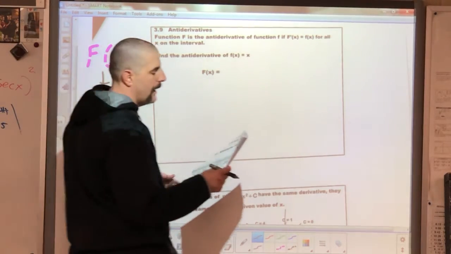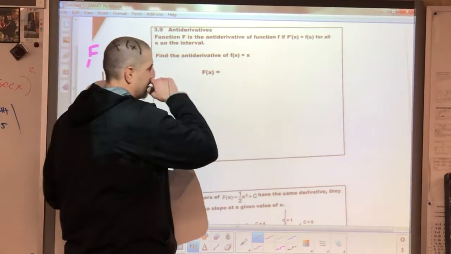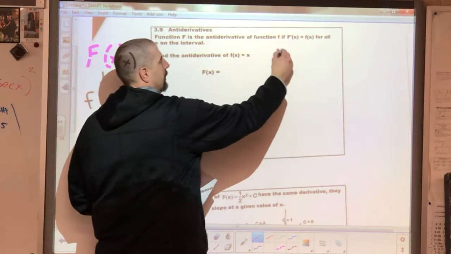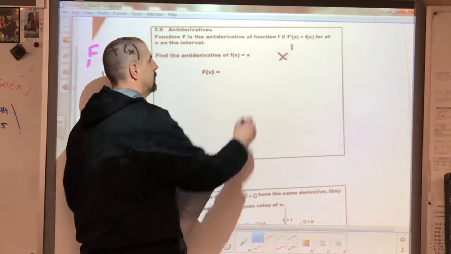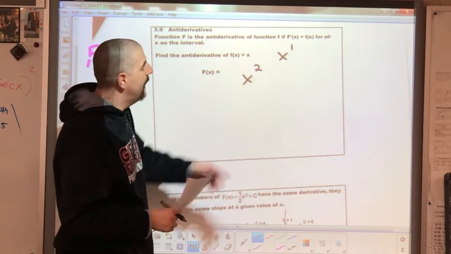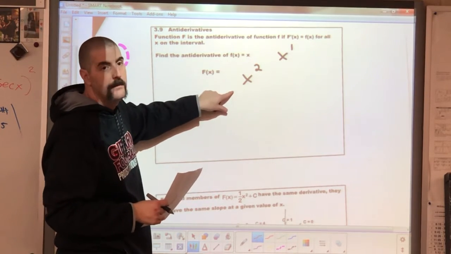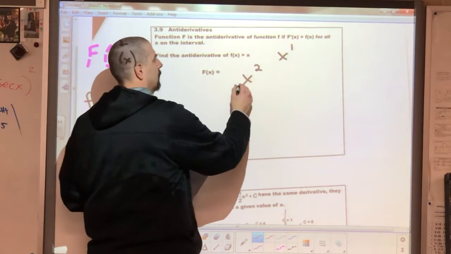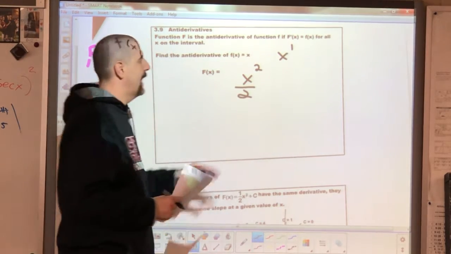So here's how you do the antiderivative. Okay, so this is x to the first power. So you're going to take that power, increase it by 1. Then you're going to divide by that power. Okay, and that's the antiderivative.